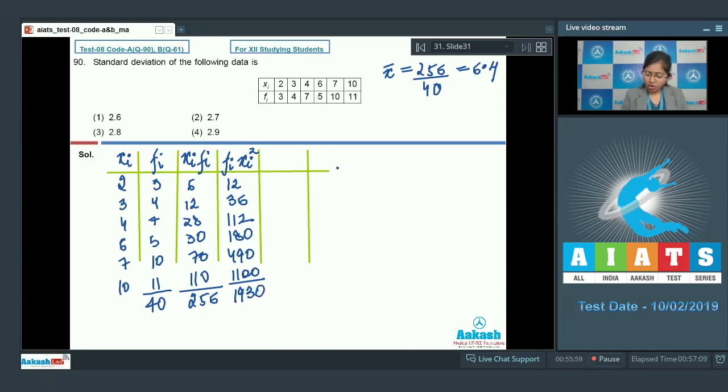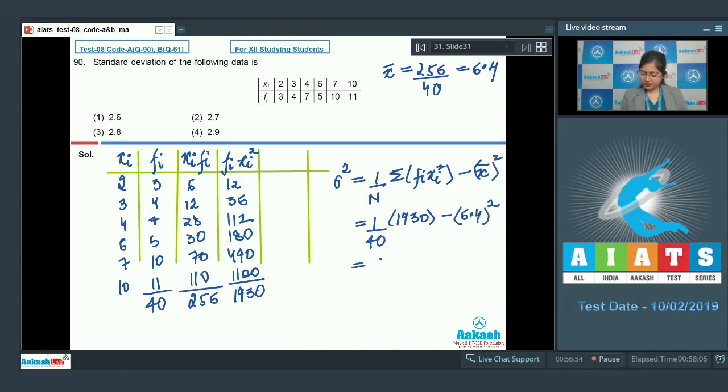1930. Now we know the formula of variance, that is sigma square is equal to 1 by n into summation of Fi Xi square minus X bar square. So this will be equal to 1 by 40 into 1930 minus X bar square, that is 6.4 whole square. Solving this, we will get it equal to 729 upon 100. Hence, the value of standard deviation, that is sigma, will be equal to 27 upon 10, that is 2.7.